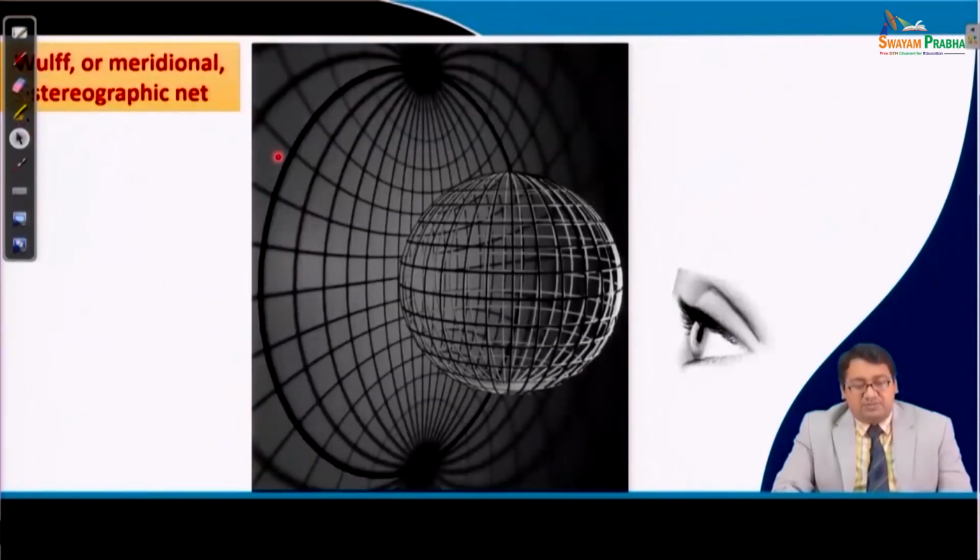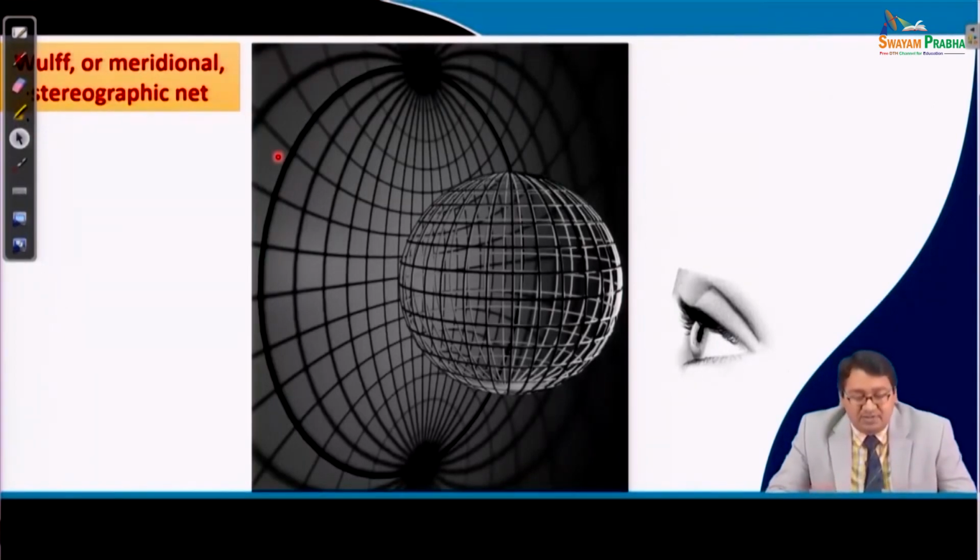Now, you see a stereographic projection, as I said, consists of a 3D stereogram, something like that, and I said that there are longitudinal lines and latitudinal lines, and the longitudinal lines in the stereographic projections basically come from top to bottom, and they are all great circles.